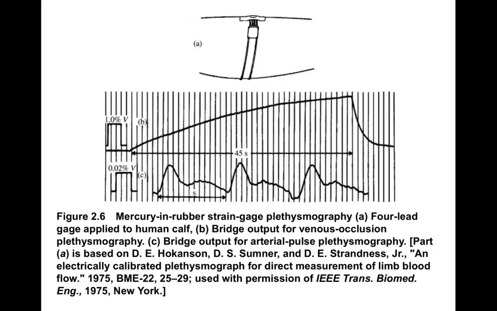This is just an example of a measurement that's being made of remote pressure. This one being made in the human leg. This is an example of a strain gauge output. So figure C here is the bridge output measuring arterial pulse in the same region.